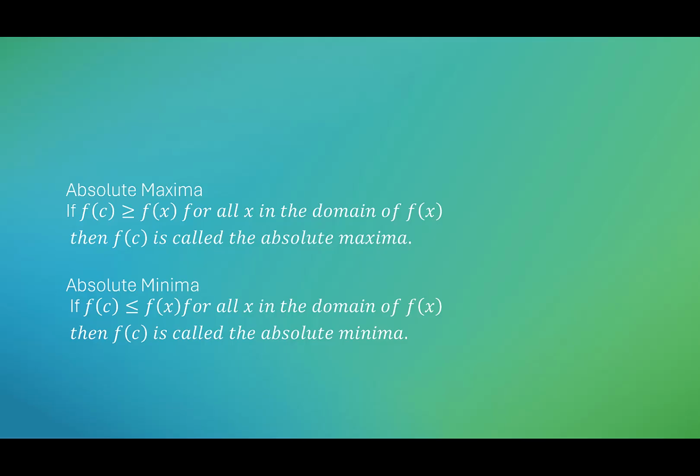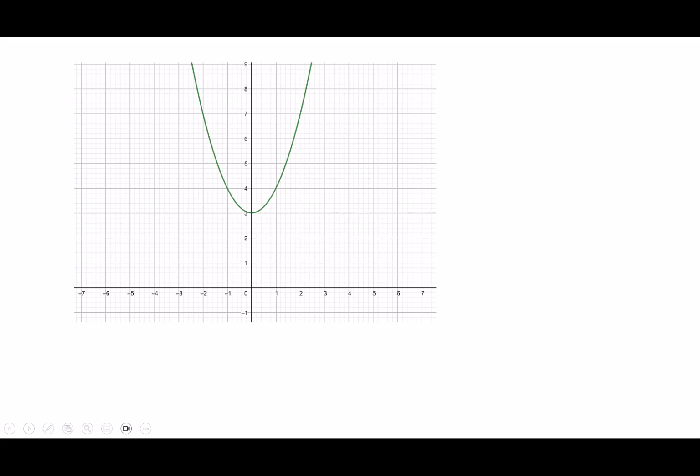Our definition for absolute maxima says if f(c) is greater than or equal to f(x) for all x in the domain of f(x), then f(c) is called the absolute maxima. For absolute minima, if f(c) is less than or equal to f(x) for all x in the domain of f(x), then f(c) is called the absolute minima. So the highest number is the max and the lowest is the min. Let's take a look at that in a few graphs.